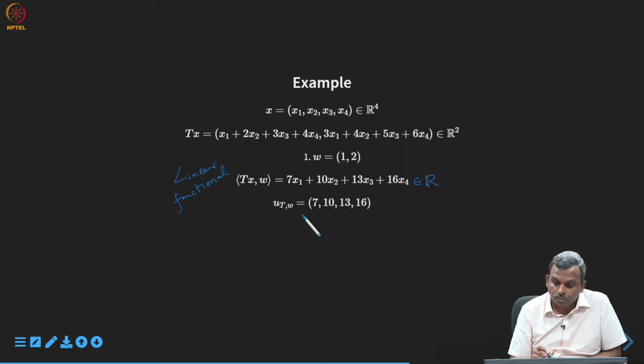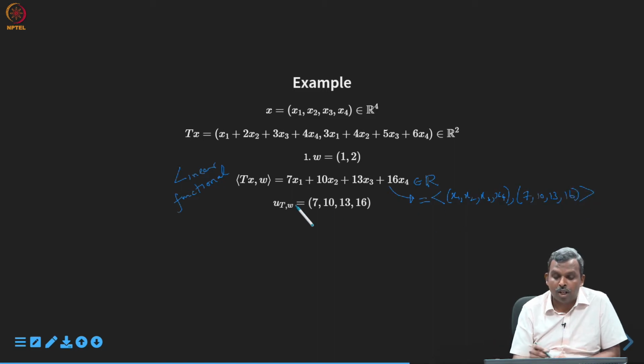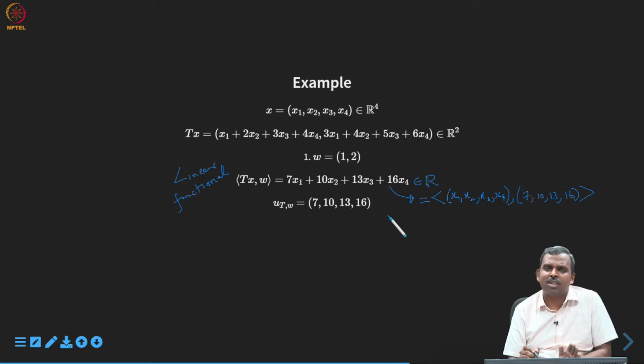Isn't it? Now, from this you can quickly read out what u_T,w will be. If I have to write ⟨Tx, w⟩ as an inner product ⟨x, u_T,w⟩, this is what it is. So, this guy is equal to the inner product of (x1, x2, x3, x4) comma this u. This u is (7, 10, 13, 16), isn't it? For any x, it is true that ⟨Tx, w⟩ is simply an inner product of that x with (7, 10, 13, 16), and this is all that the Riesz representation theorem is saying.